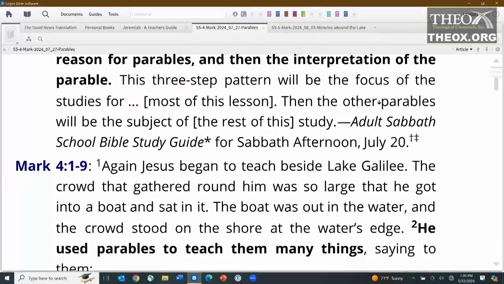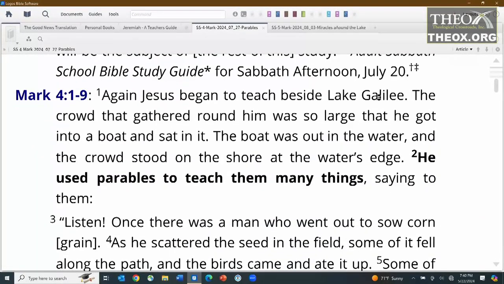Okay, Gordon, let's jump in there. Mark 4, verses 1 through 9 from the Good News Bible. Again, Jesus began to teach beside Lake Galilee. The crowd that gathered round him was so large that he got into a boat and sat in it. The boat was out in the water, and the crowd stood on the shore at the water's edge. He used parables to teach them many things, saying to them, I'm going to interrupt for just a second.